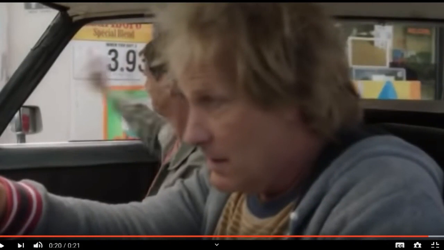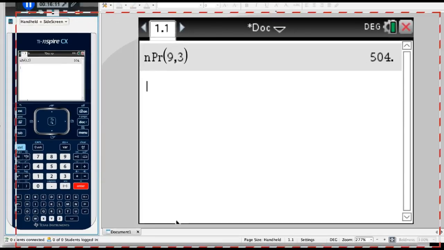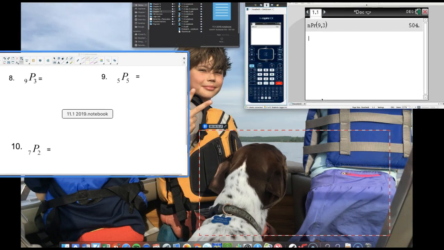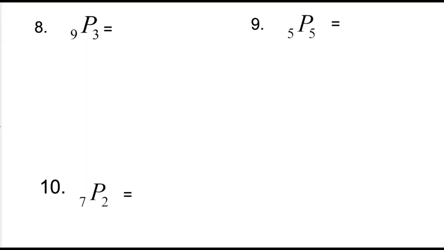So, does order matter or not? Not for the lottery. So, in the lottery case, we would not be needing to use a permutation. We would need to use what's called a combination, okay? And so, I guess since I just saw that, I'll just jump to the next page.